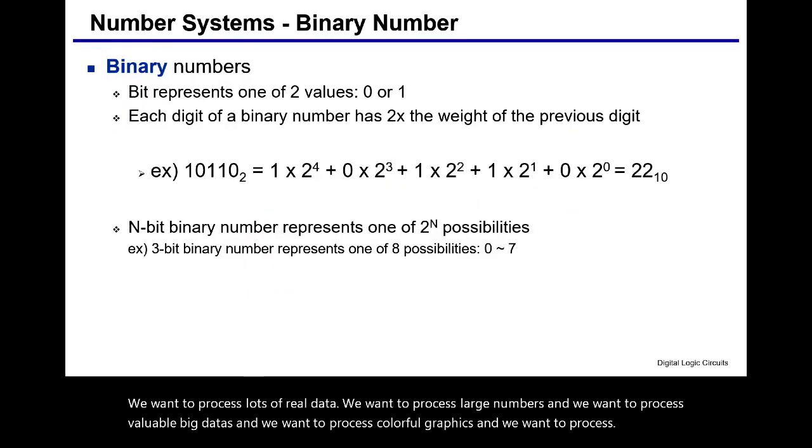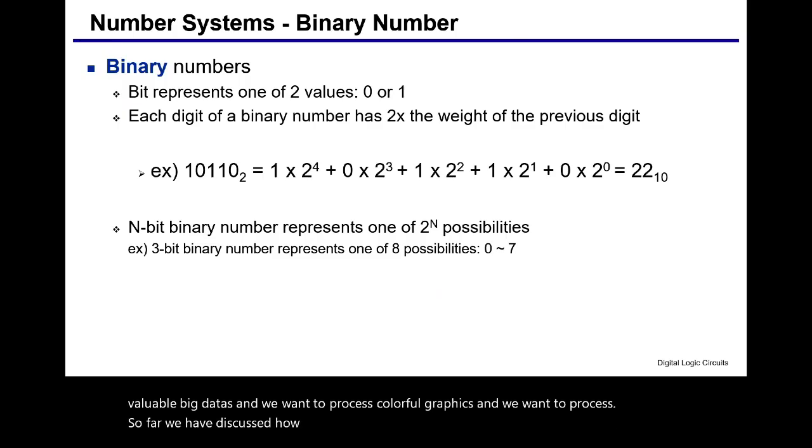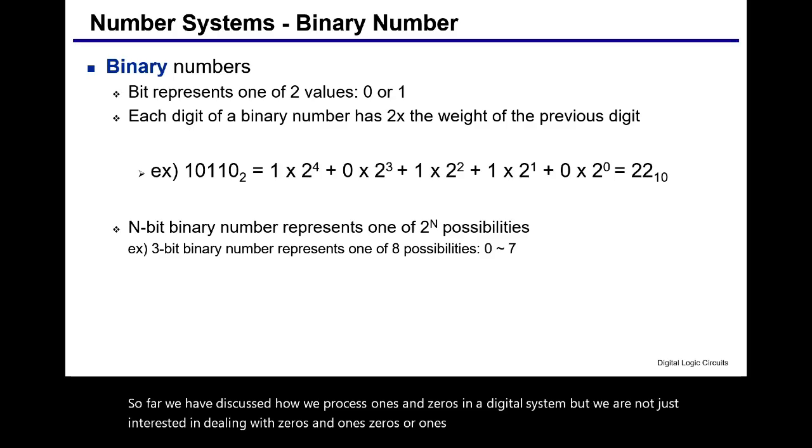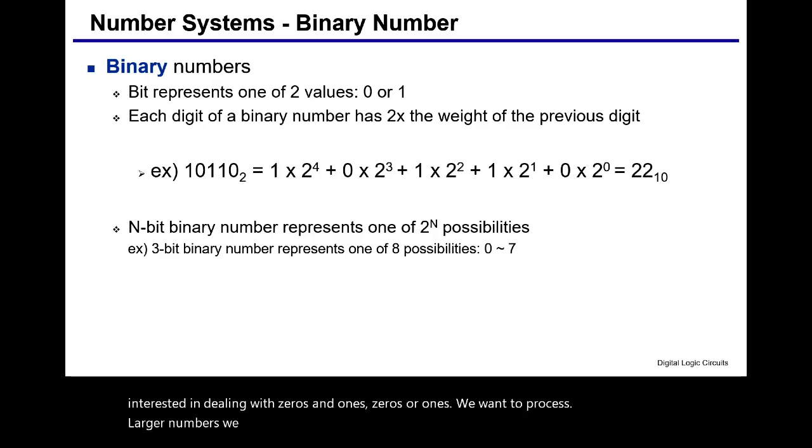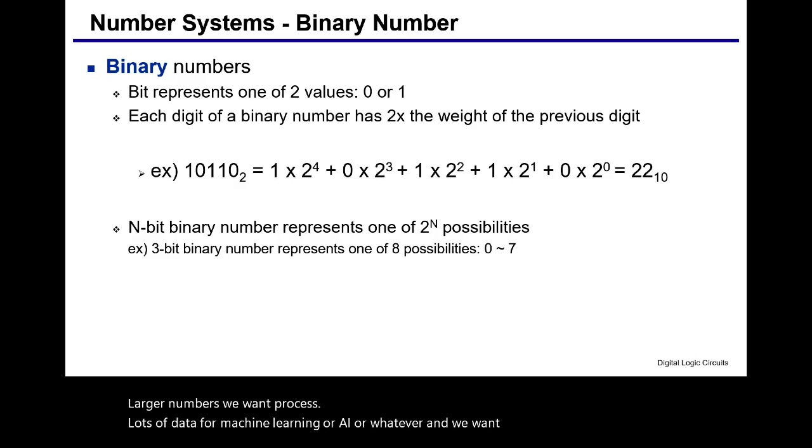So far we have discussed how we process ones and zeros in a digital system. But we are not just interested in dealing with zeros and ones. We want to process larger numbers. We want to process lots of data for machine learning or AIs or whatever, and we want to process colorful graphics, and we want to do various things.